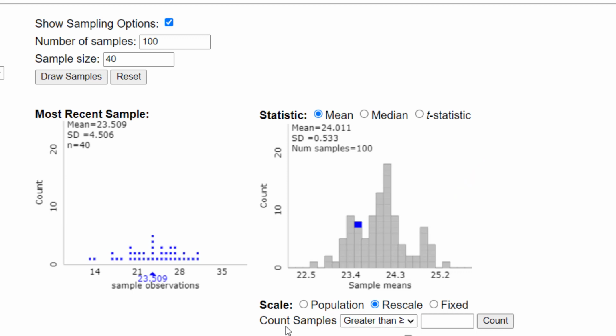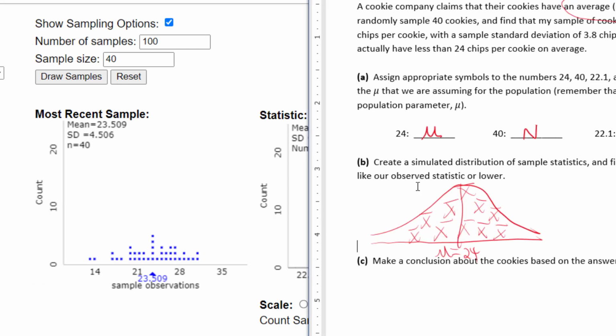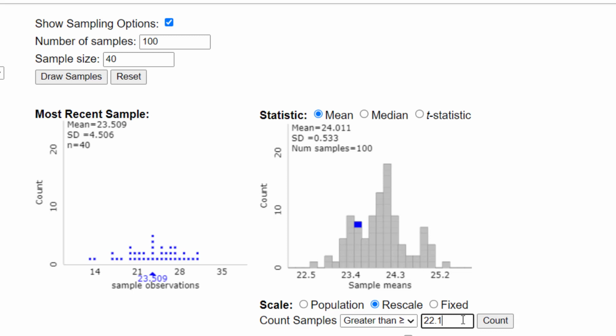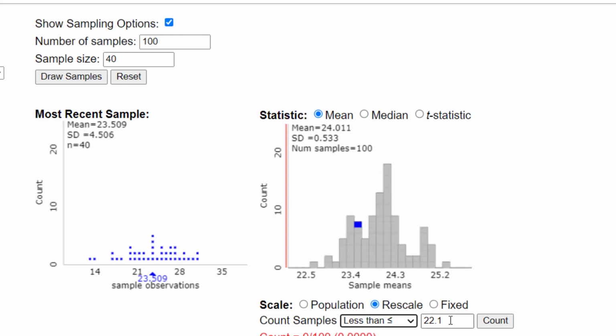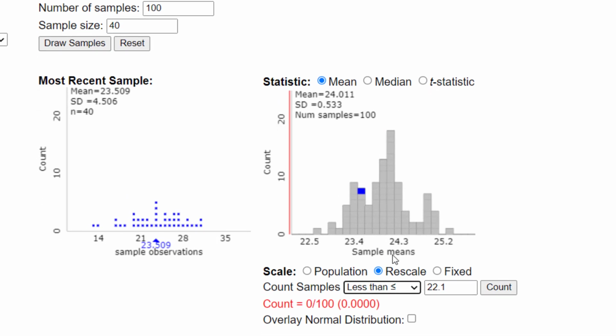I can now go down here to the Count Samples row. I want to count samples that are like my observed sample or lower. Remember, our observed sample had a sample mean of 22.1 chips per cookie. I'm going to go ahead and count samples that are like that or smaller. So notice we have our distribution of sample statistics here, and it put the vertical line down here at 22.1, which is off of this entire graph. It's so low that it doesn't even show up on the graph.